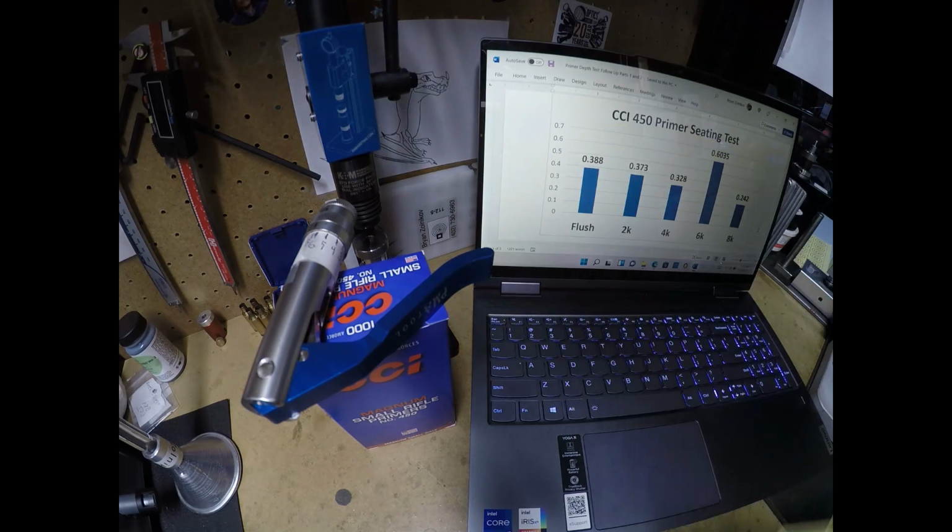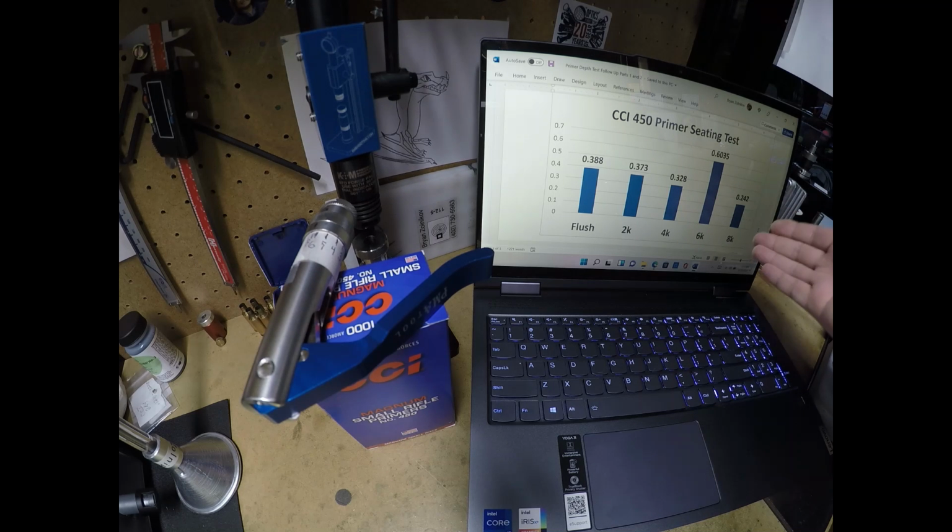This is very consistent with my previous testing, which showed that if you don't seat it correctly, you're going to get a lot of flyers. When you seat it at 8,000s or 9,000s, you get the ideal anvil compression and small groups.